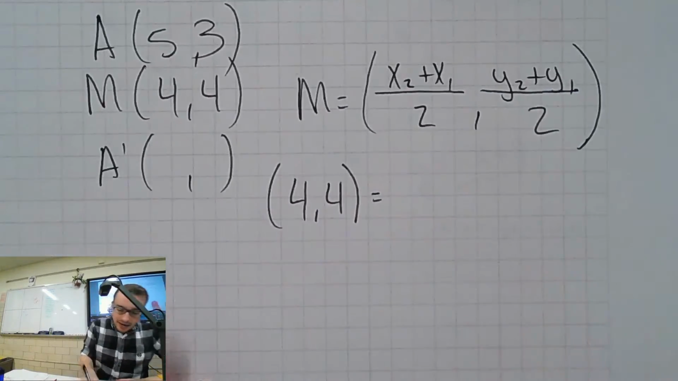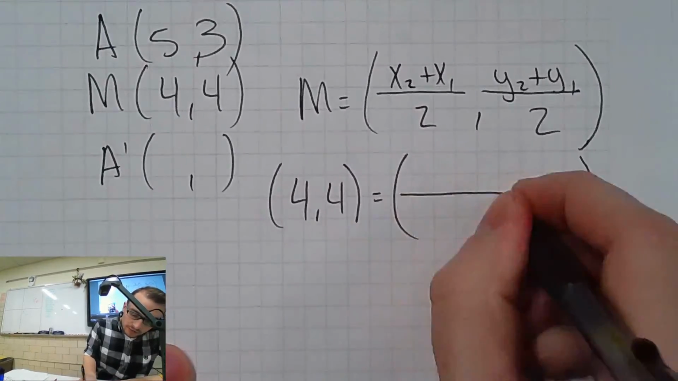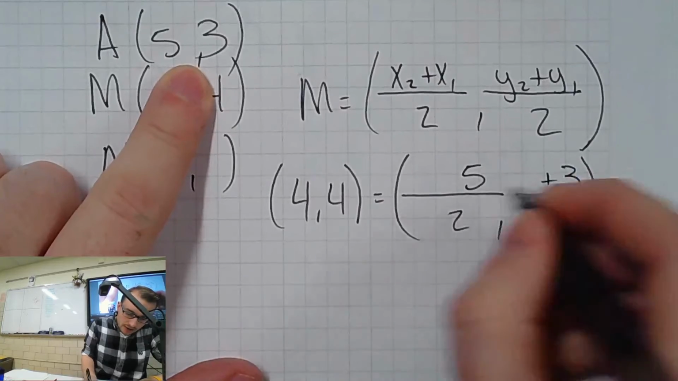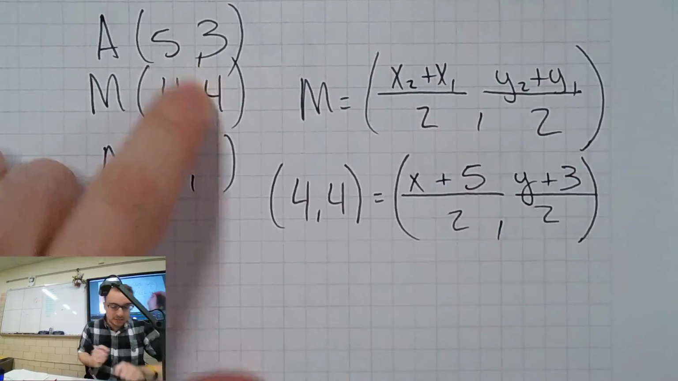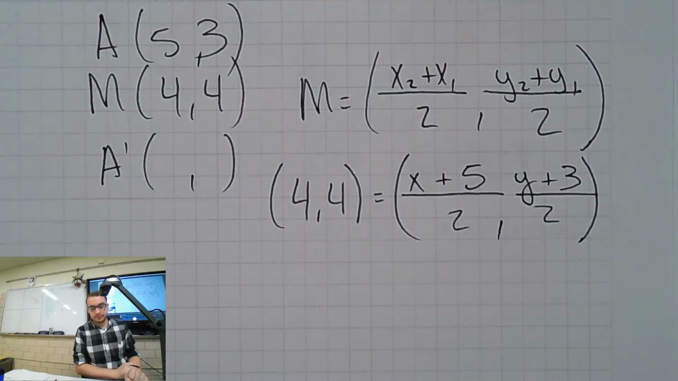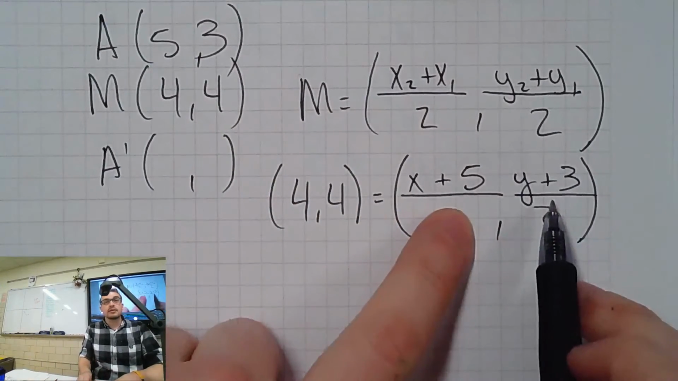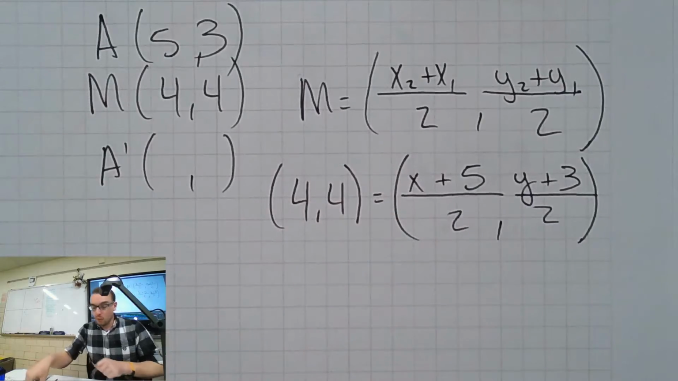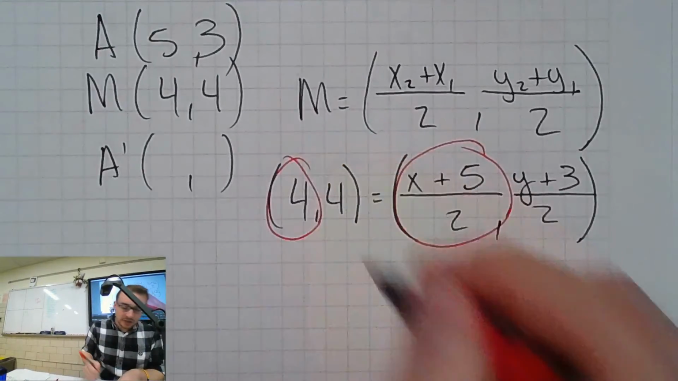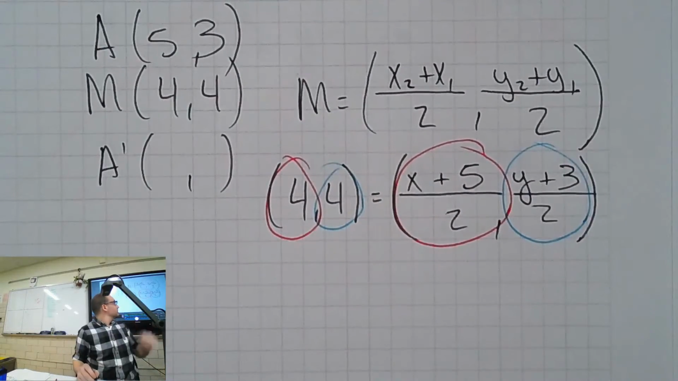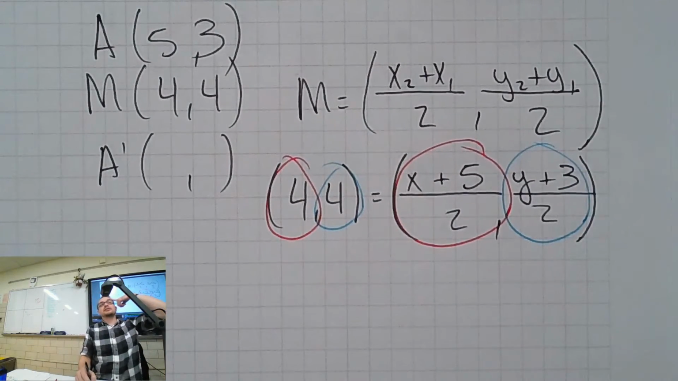Awesome. Now, we know one of our points, it's 5, 3. The other one we don't know. We're going to call that x and y, right? M is the midpoint between A and A prime. So we're looking for these guys. We know that this part should equal that, and this part should equal that. So check it out. Let's solve in our heads.